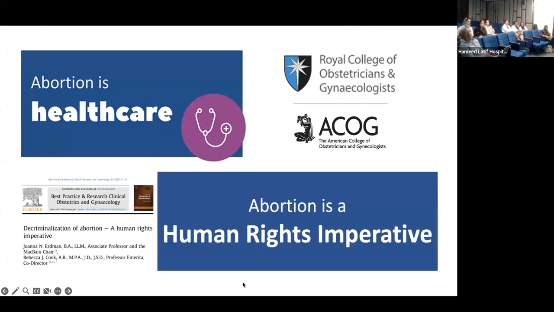Right? So these things are illegal, criminal, and that makes them unsafe. And septic abortion should not be called that anymore; it falls under unsafe abortion. And when you talk about unsafe abortion, you have to talk about human rights and healthcare, or care, whether it's a healthcare issue or not.